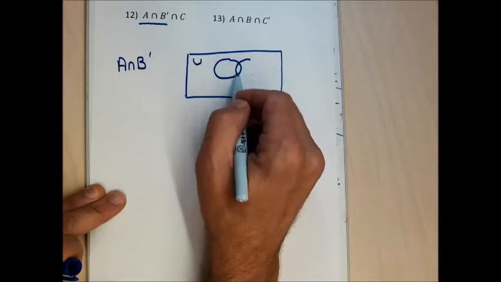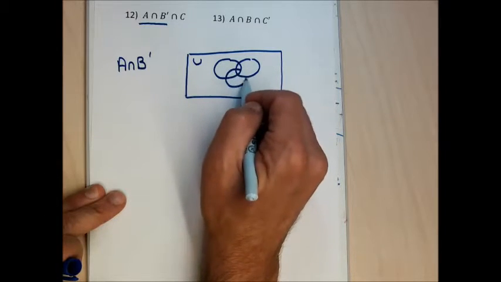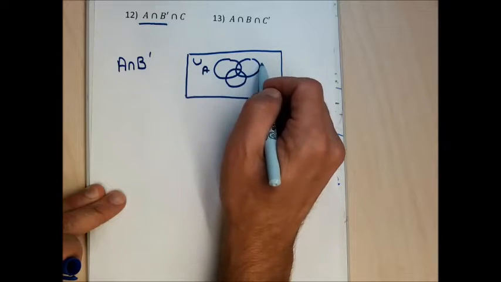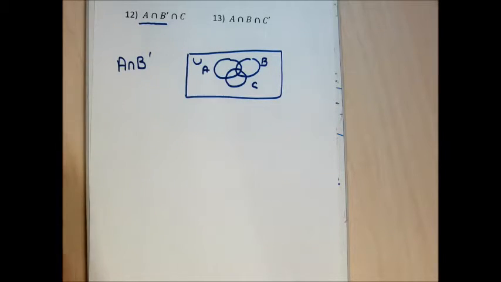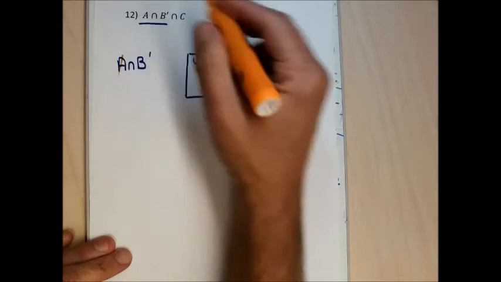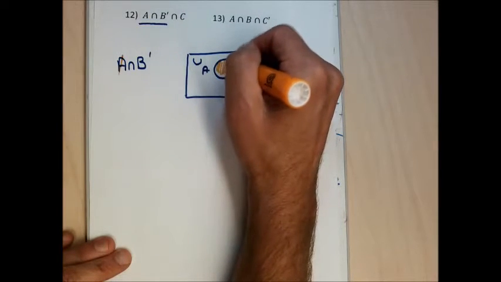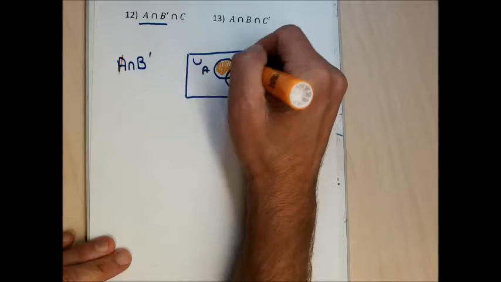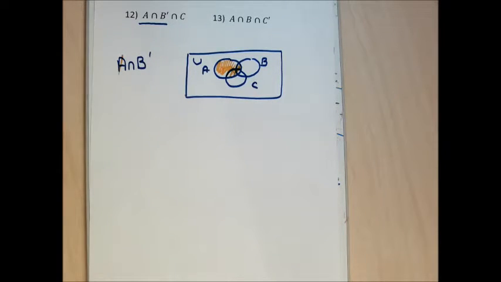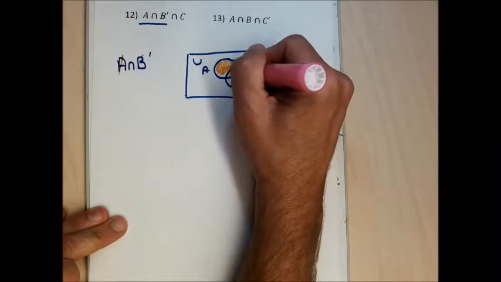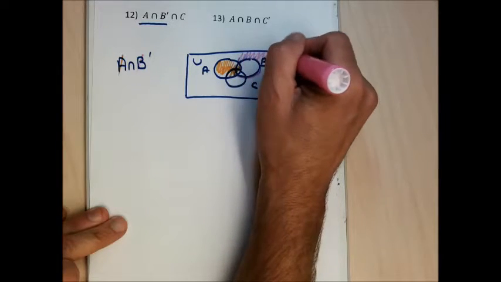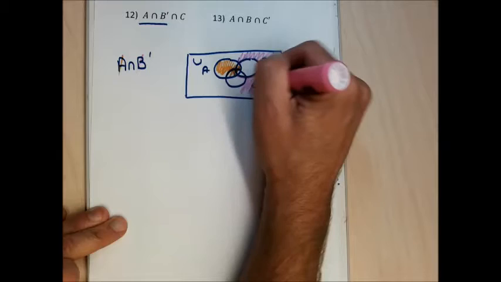If you can do this in 1 shading as well, that's better than having to take the 2 shadings to do the intersections. So A intersection B complement, let me do my A in orange. That's everything inside the A circle. And I'm going to do my B complement in pink. If I make a band around the B circle, that's everything outside the B circle.